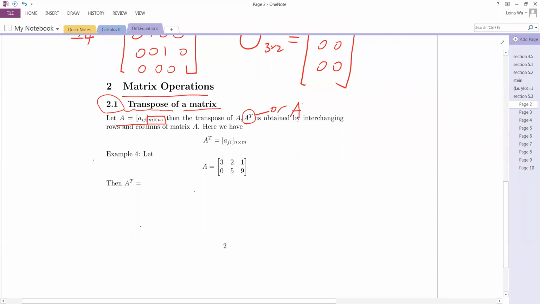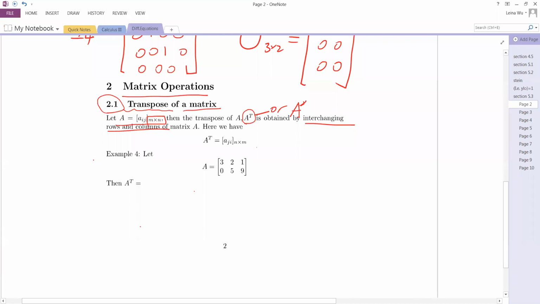Anybody recall another notation? A prime. A prime, yeah, sometimes you see A prime. That's the same thing as A transpose. So certain books would use A prime for transpose. But anyway, you guys remembered it correctly. So A transpose is basically interchanging the rows and columns of the matrix A, right? So the first row turns to first column and second row turns to second column for the transpose.